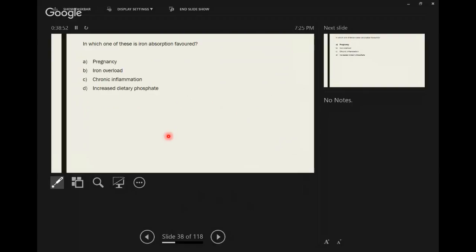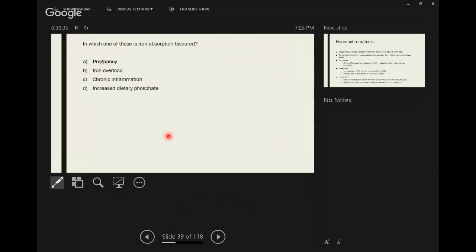Cool. In which of these conditions is iron absorption favored? You get to name someone. I'll give you the possible answers.